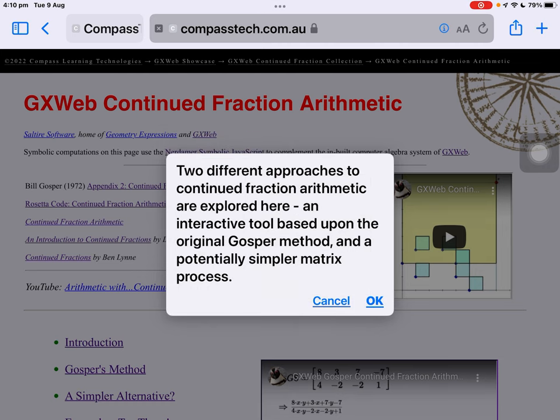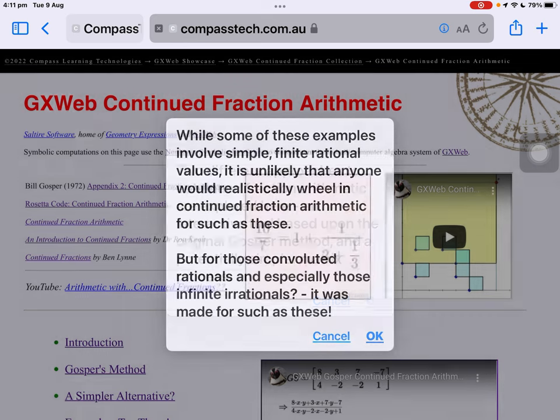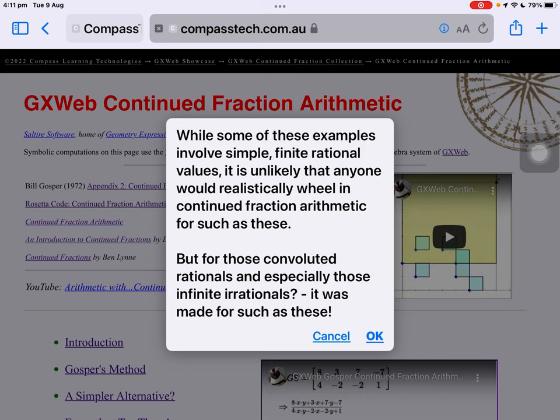We're going to explore two different approaches to continued fraction arithmetic. An interactive tool based upon the original Gosper method, and a potentially simpler matrix process. Some of the examples we'll look at involve simple finite rational values, but it's unlikely that anyone would realistically wheel in continued fraction arithmetic for such as these. But for those convoluted rationals, and especially those infinite irrationals, well, it was made for such as these.